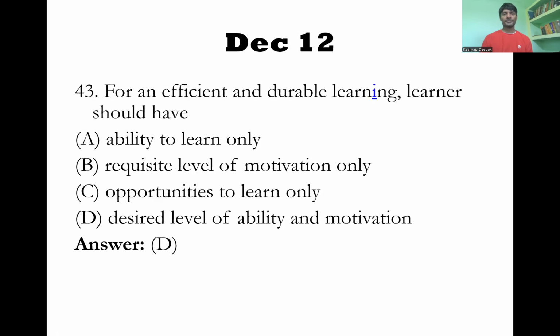So the answer is this. For an effective and durable learning, learners should have ability to learn only, requisite level of motivation only, opportunities to learn only, desired level of ability and motivation. Here we have three "only," and as we learned in the previous one, when this "only" type of thing comes, that is an extreme statement, and when such a thing comes, you have to avoid it. So the answer we have is D.